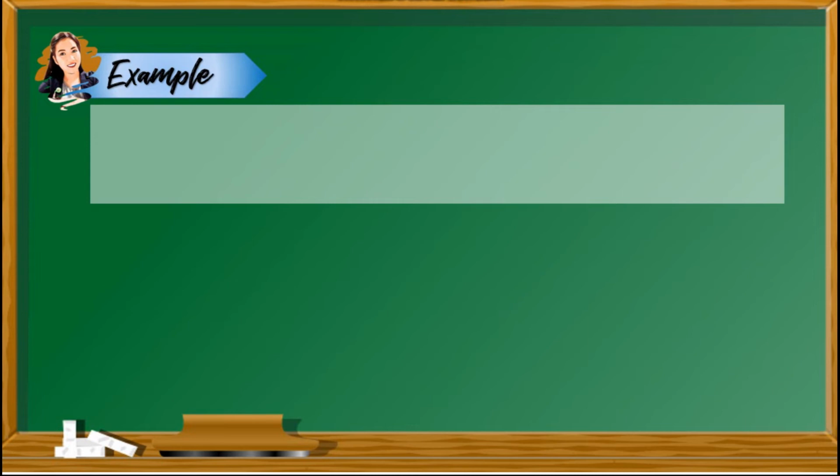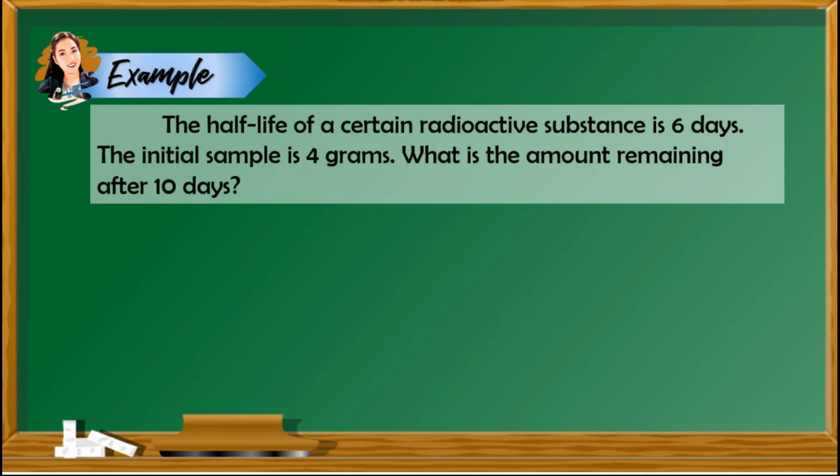For this example, we have the half-life of a certain radioactive substance is 6 days. The initial sample is 4 grams. What is the amount remaining after 10 days? Looking at this problem, we have the keyword half-life, which means this problem is an example of the radioactive decay. So first, listing down the given values. We have the initial sample of the radioactive substance given by 4 grams. We also have the value of t, or the time we are looking for its amount, and that is after 10 days. And the half time is given by 6 days.